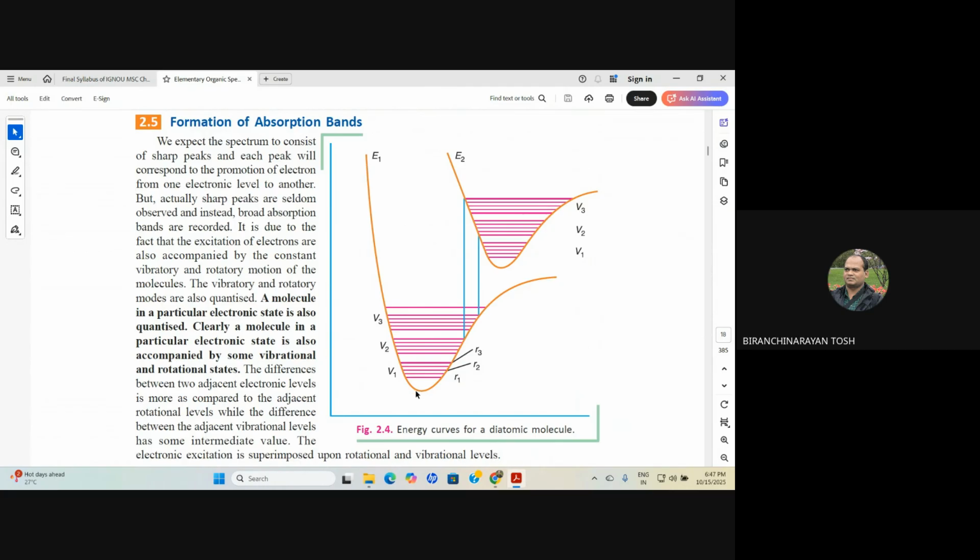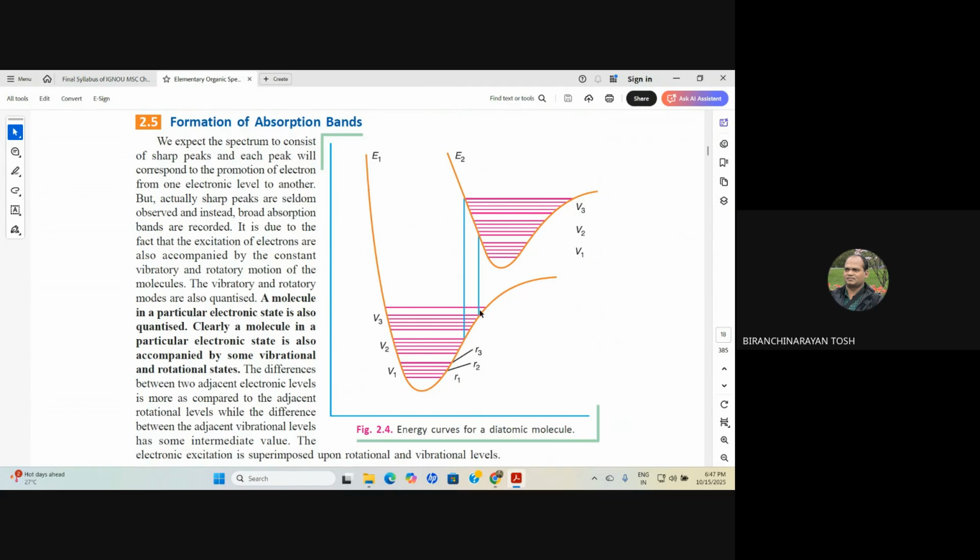If you decrease the distance further, this is the energy. Here on the y-axis we have taken energy, and on the x-axis we have the internuclear distance. So this distance is the minimum distance, so the bond will be formed. If you decrease the distance further, then the net force will be repulsive and energy will increase. So this is the energy level diagram for a diatomic molecule.